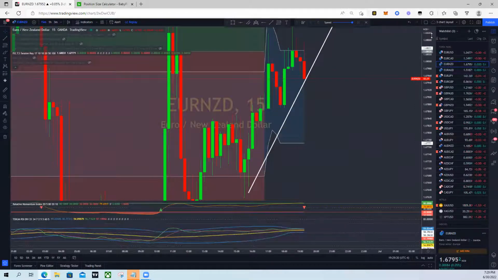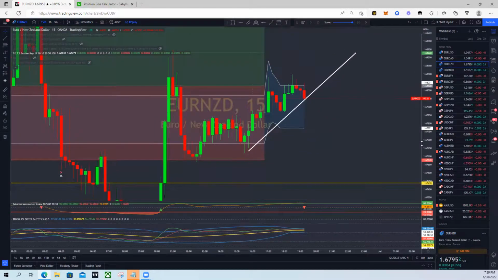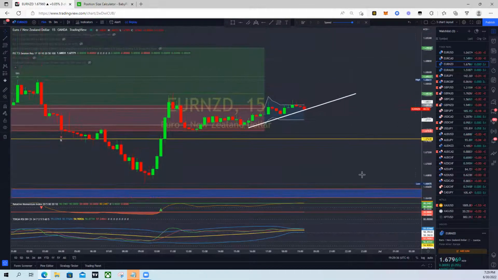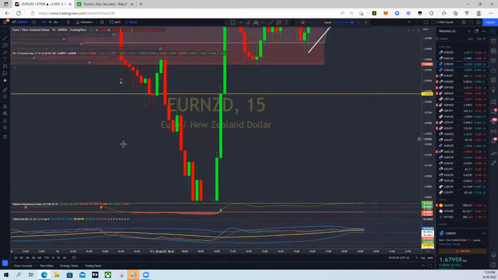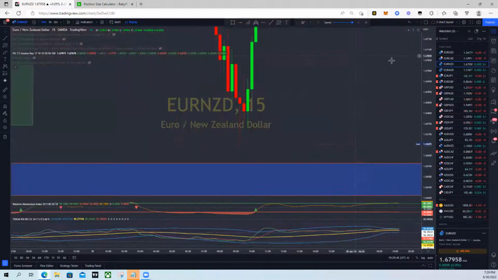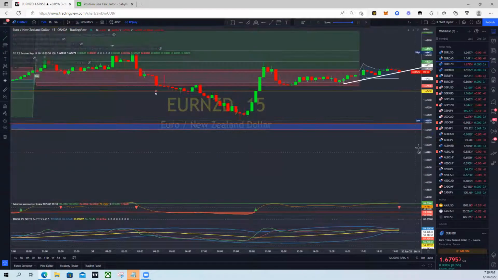Okay, I'm expecting, I believe I told you guys, a pullback in Euro NZD just from the formation of this chart, the way it looks. If it breaks this trend line, I'm definitely selling. And so again, if we're selling the market, from previous golden key, we're selling the market.